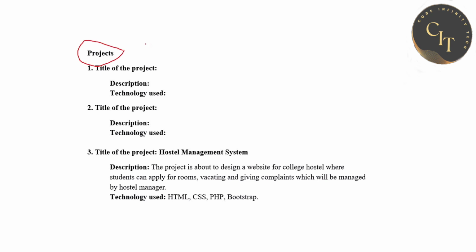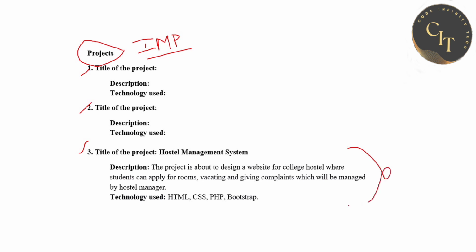So this was the main section: technical skills was one main section, and projects was the other main section in your resume. Mention all the good projects that you have done in your BTech or any major project, if you have done one. Here I am mentioning one sample project to show how to write it. I wrote a description and the technology used. For the third project, I also mentioned a description and the technologies that are used.